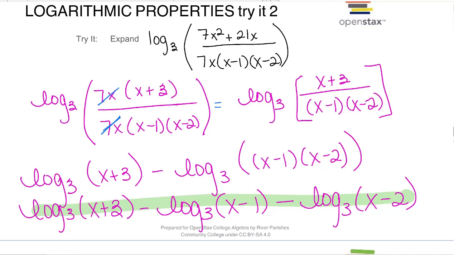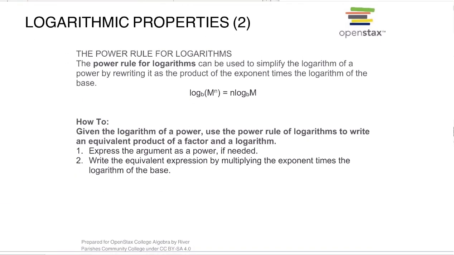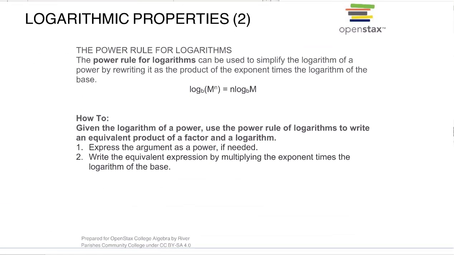I was missing a parenthesis there. All right, so that brings us to the power rule. And the power rule says that if you have a power, such as a log of a power, log base b of m to the n, you can rewrite that as the exponent times the log of the base.